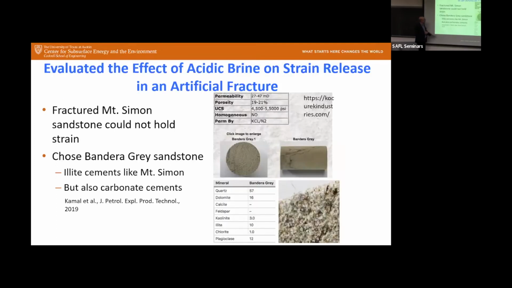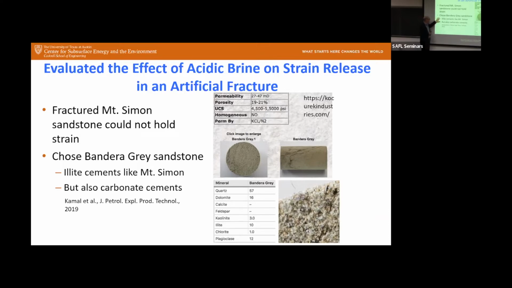So originally, we wanted to evaluate the effects of acidic brine on strain release in an artificial fracture. It follows directly along what we postulated was happening at the Mount Simon Formation. We initially tried to use the Mount Simon sandstone. We tried fracturing it naturally and then seeing if it could hold strain. And then we tried making an artificial fracture, and we couldn't get it to hold strain under the conditions we were looking at and how we treated the system.